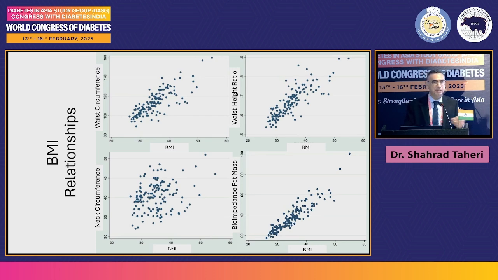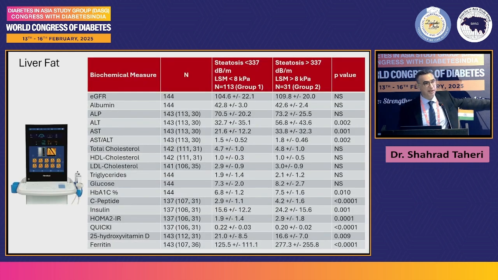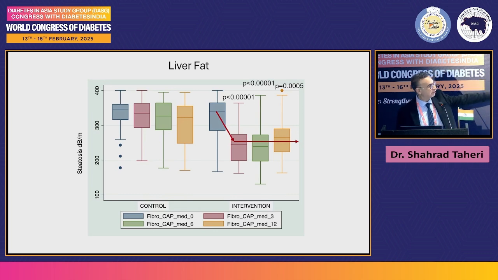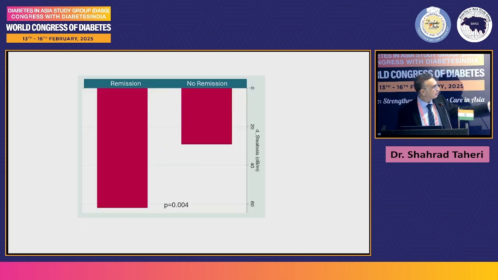But if you, for example, suspect that there's a fatty liver problem, then why not go and do a FibroScan? Because you can do that very nicely. So this FibroScan shows that the higher the fat in the liver, the lower the QUICKI, which is insulin sensitivity, and the standard deviation of CGM is higher. And if you get people to lower their liver fat, they go into diabetes remission. So the ones that lower the liver fat are more likely to go into remission.